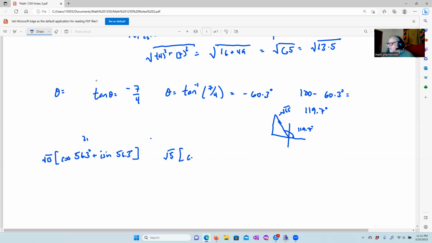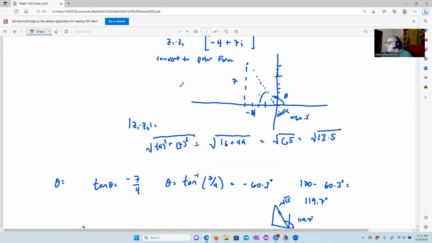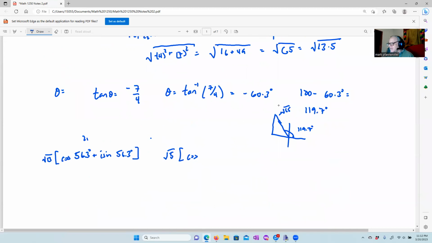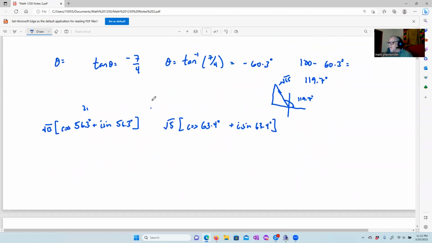Times cosine, and I'm going to have to go back up here and look. What did we find out for this? This was 63.4 degrees. So this is cosine of 63.4 degrees plus i sine of 63.4 degrees. When I multiply these two together, we have some FOILing to do. We could factor out the square root of 5 and the square root of 13, so it's going to be the square root of 65. Then we've got to multiply some stuff out.